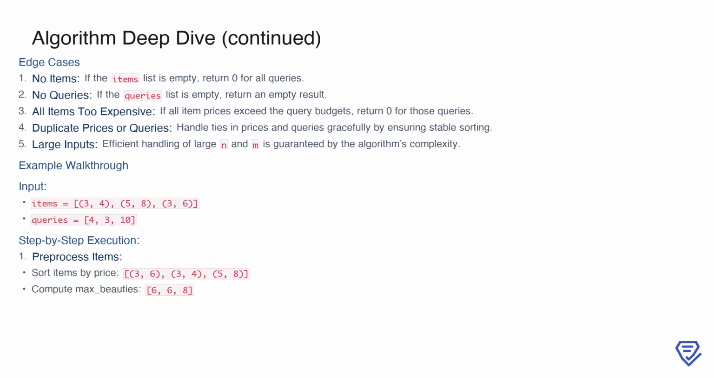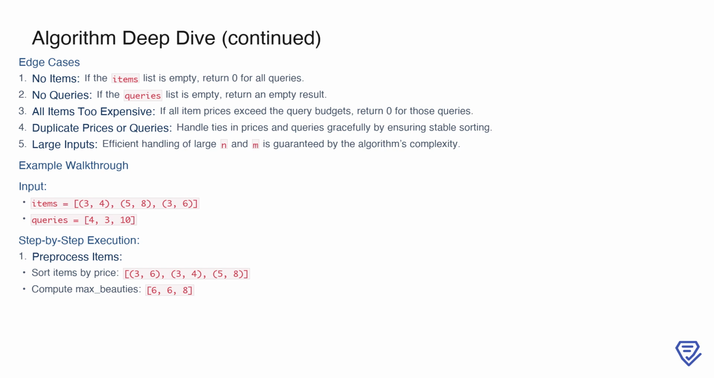When implementing this algorithm, it's important to consider edge cases to ensure correctness. For instance, if the items list is empty, all queries should return 0 since no items are available for purchase. Similarly, if the queries list is empty, the result should simply be an empty array. Another case to handle is when all items are too expensive for the given budgets. In such scenarios, the result for those queries should be 0.